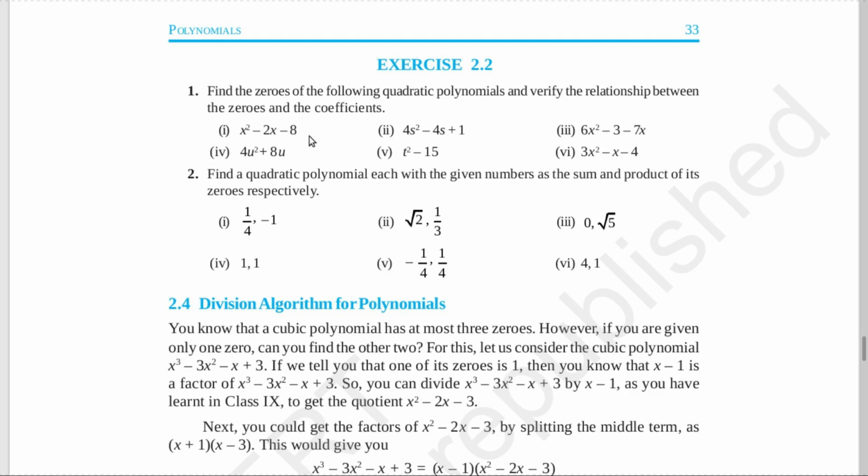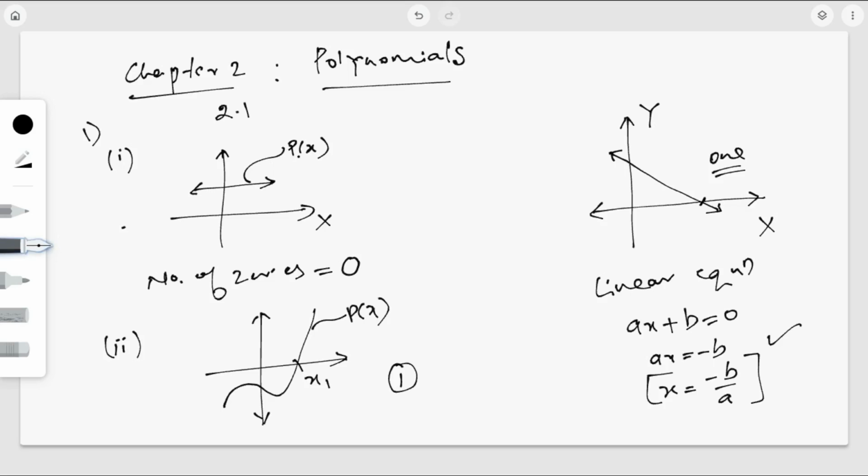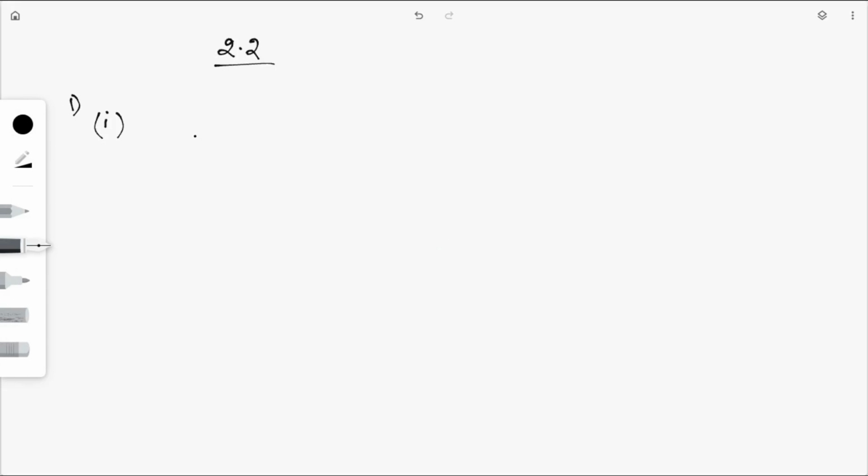Fine. Okay, so you know, right, for a quadratic equation the number of zeros are 2. So here in this case, let me take the first one, that is x square minus 2x minus 8. We'll solve the first one here. Exercise 2.2, first main, first question. So what is the question here? The quadratic equation is x square minus 2x minus 8.